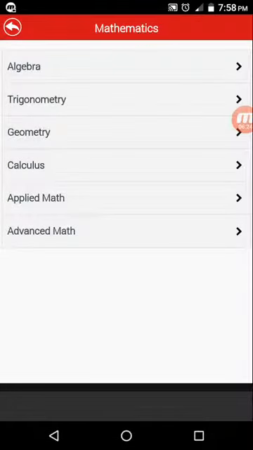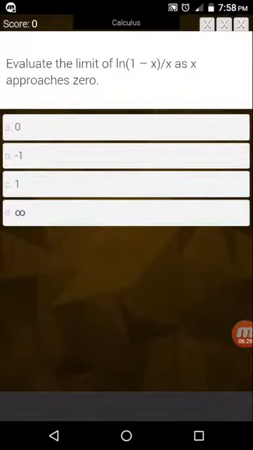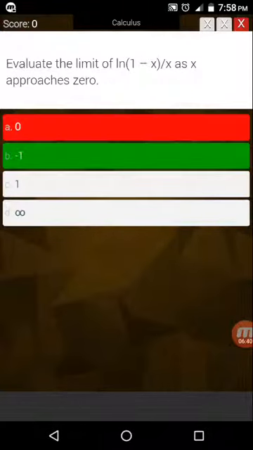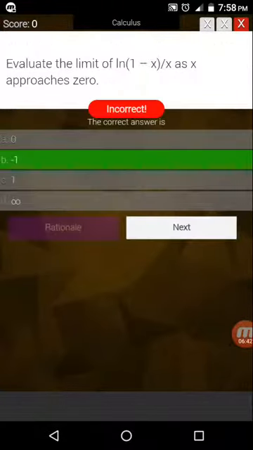And next is calculus. Evaluate the limit of ln(1 minus x) all over x as x approaches 0. So the correct answer is -1.